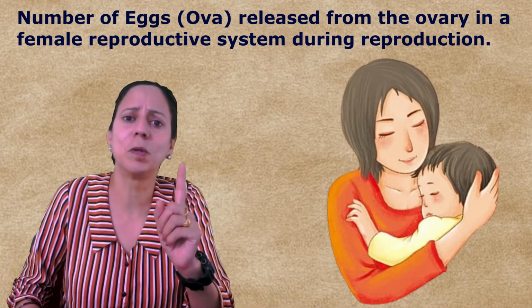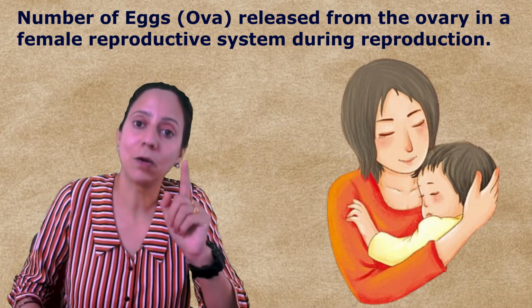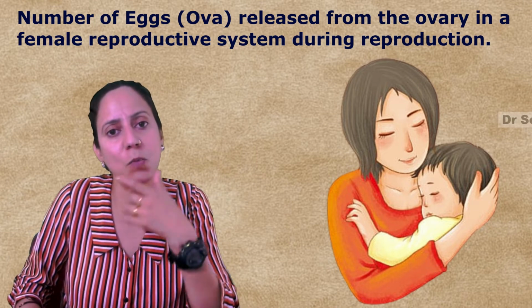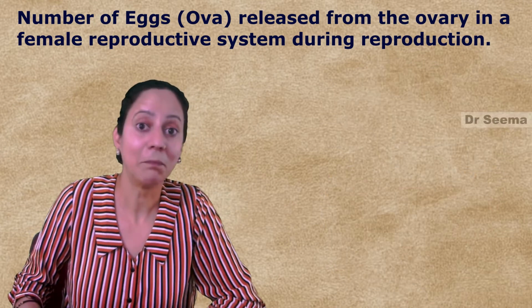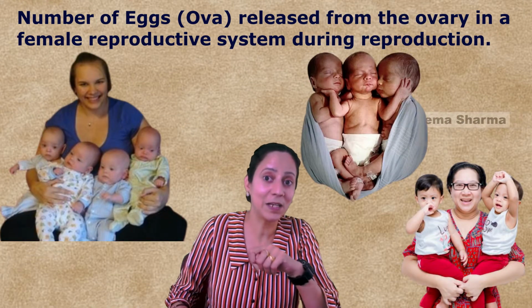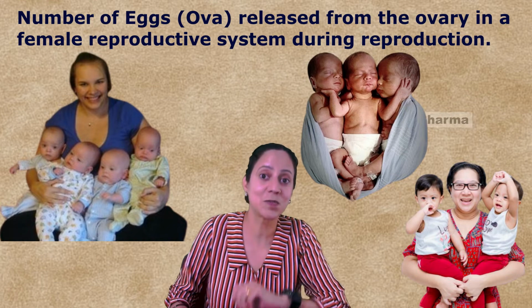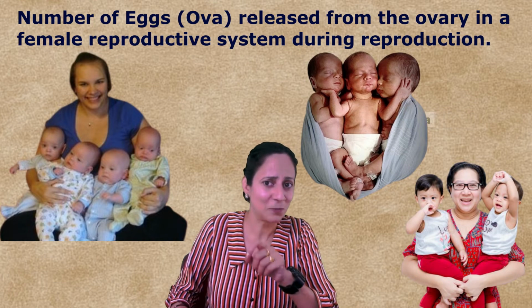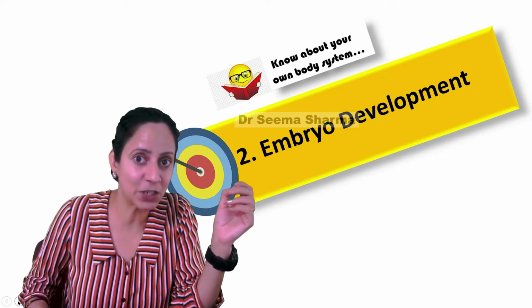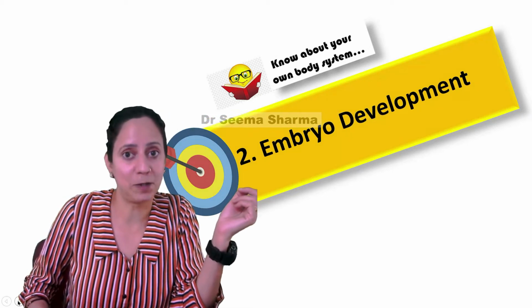In human beings, on an average, one egg is released per ovary and one individual is born per delivery. But there are chances of twins, triplets, quadruplets also. How they are born, I'll let you know in this video only. So stay tuned and watch this video till the last. Now let's move on to our next objective, which is embryo development.